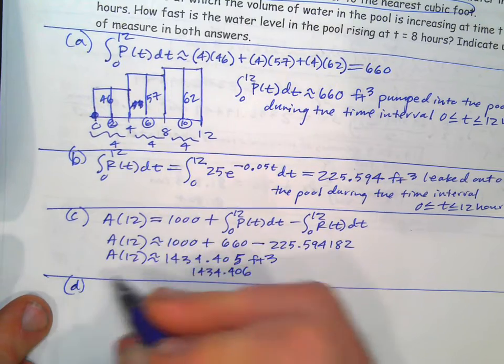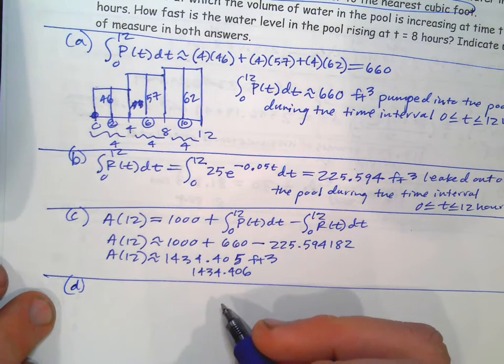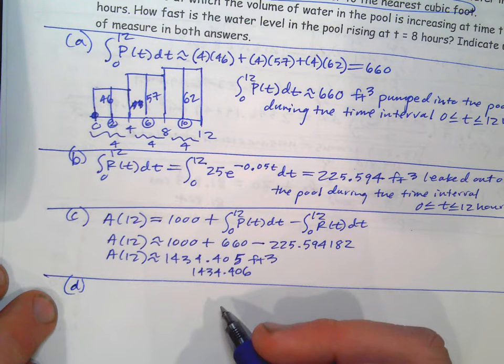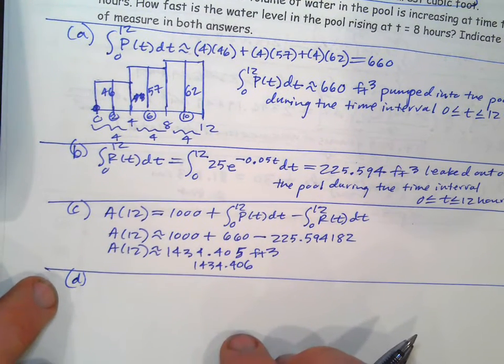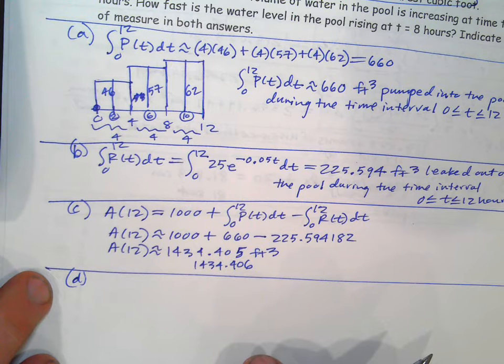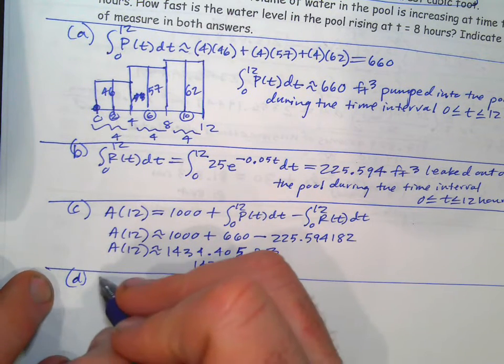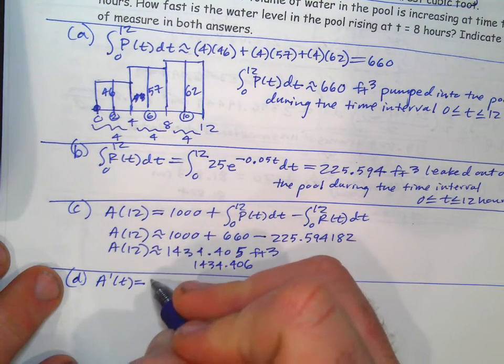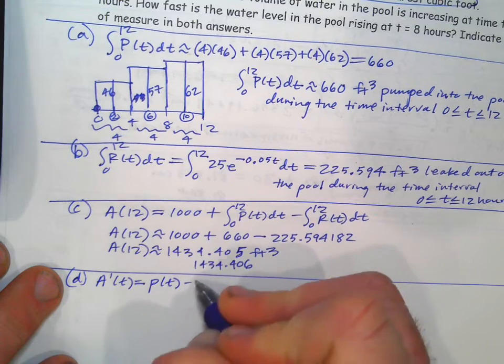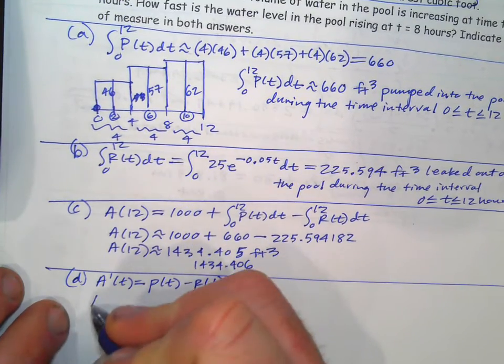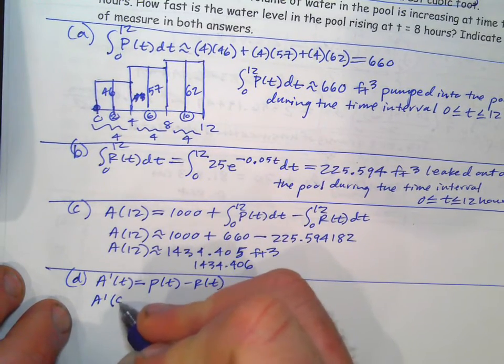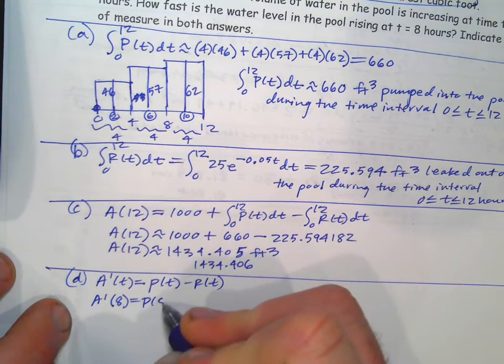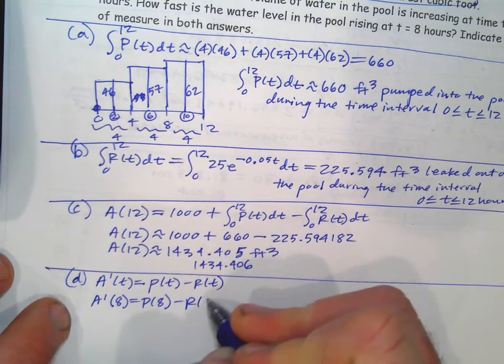D says find the rate at which the volume of the water in the pool is increasing at time t equals 8. How fast is the water level in the pool rising at t equals 8 hours? Indicate units of measure in both answers. So we're looking for the rate of volume, which is A prime, which is going to be P(t) minus R(t). So A prime at time 8 is going to be P(8) minus R(8). It's good to write this stuff. This is like the setups.